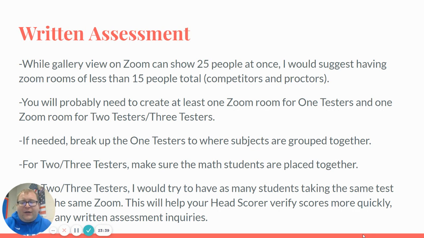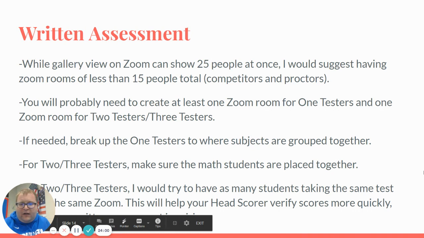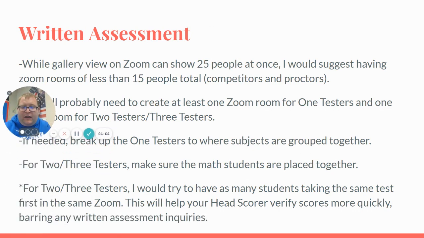If needed, you can break up the 1 testers to where subjects are grouped together. So you can have all the math students in one room that are only taking 1 test, and all the science in one room that's only taking 1 test, and so on and so forth. For 2 or 3 testers, you want to make sure that the math students are placed together. Also for 2 and 3 testers, I would try to have as many students taking the same test first in the Zoom.